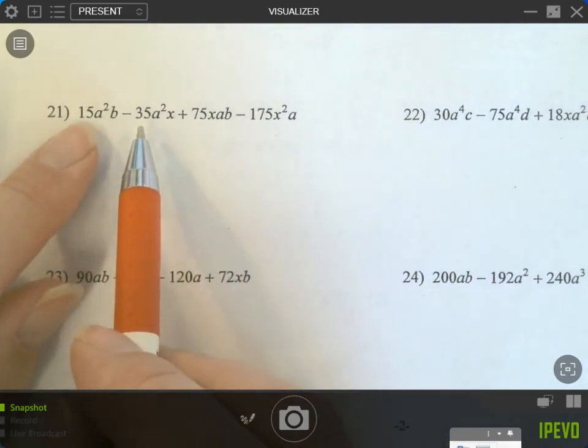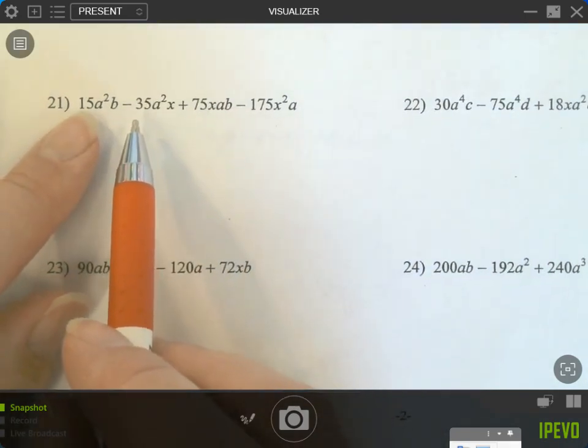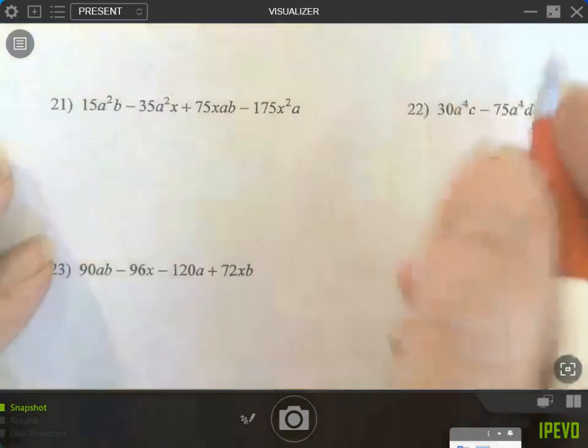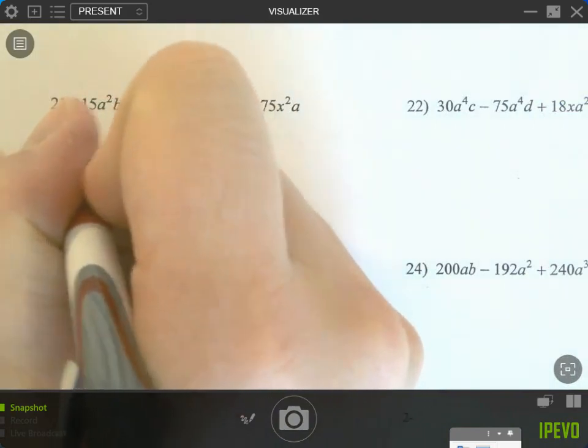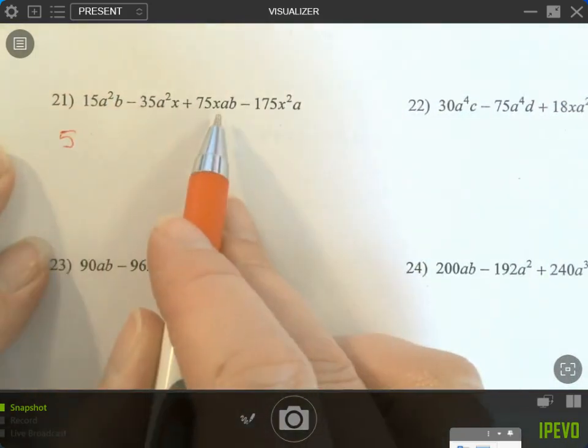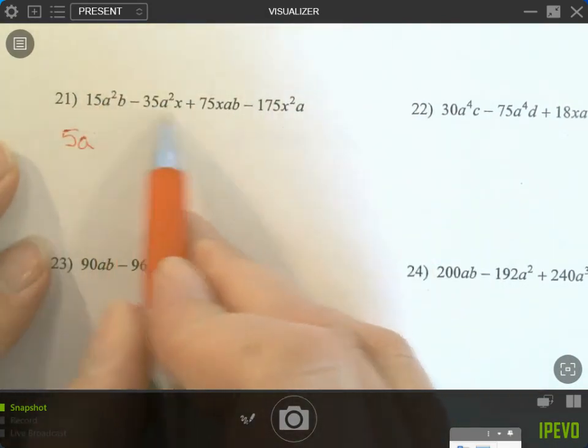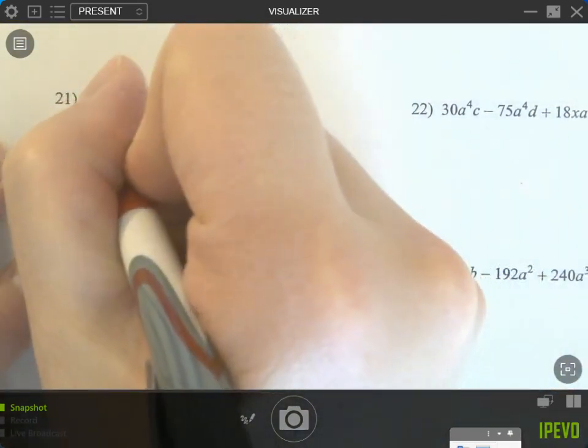What can I divide into 15 and 35? 5. So can I divide everything by 5? Yeah, everything divides by 5. All right, anything else that they have in common? Do they all have an A? Yeah, they all have an A. Do they all have a B? No. How about an X? No. All right, so that's my GCF.